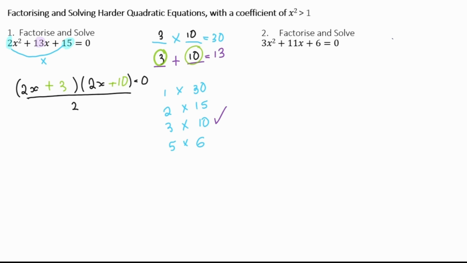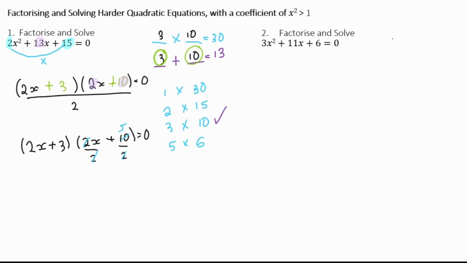We now need to look at which bracket has the numbers in which both of them can be divided by 2. And the bracket which has the terms which can both be divided by 2 is the second bracket, because 10 can be divided by 2 and so can 2. So we are now going to rewrite this and keep our first bracket as 2x plus 3, and our second bracket we are going to write 2x plus 10 and divide each of these terms by 2. 2 divided by 2 is 1 and 10 divided by 2 is 5.